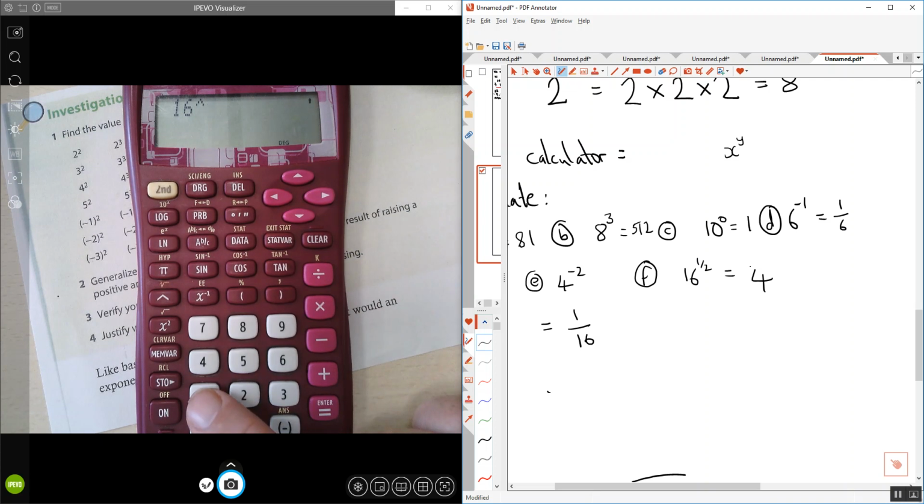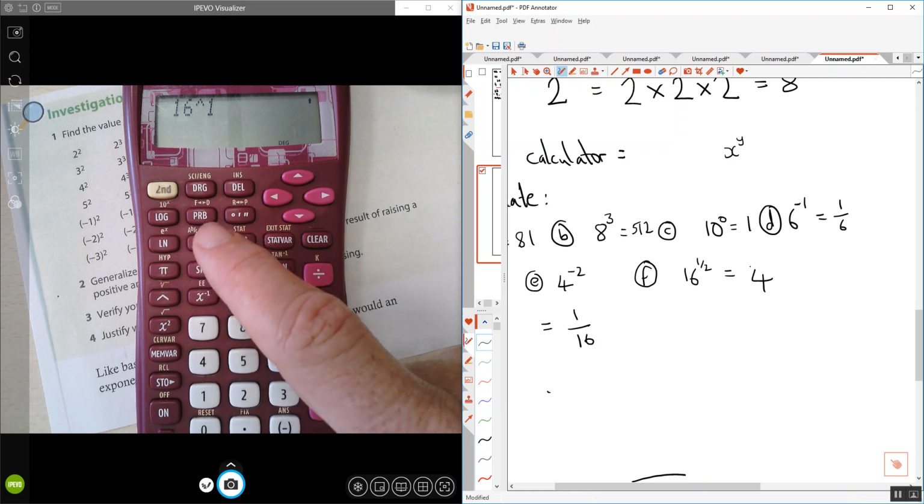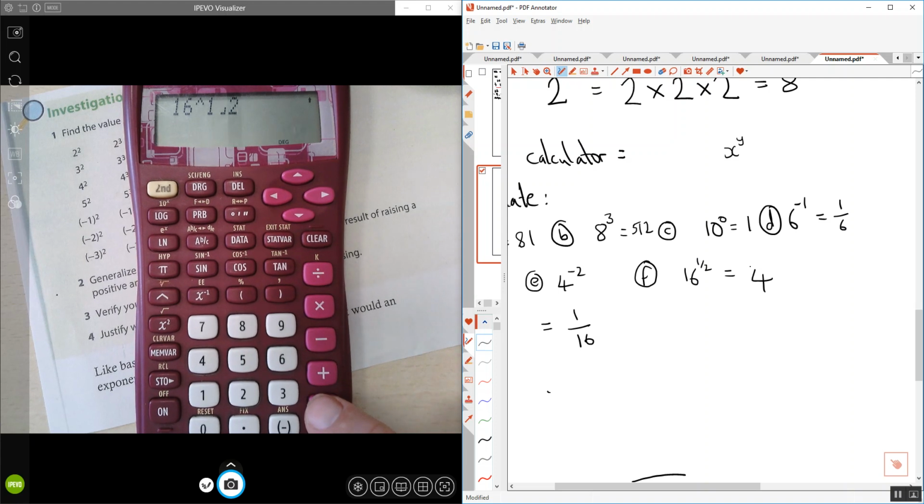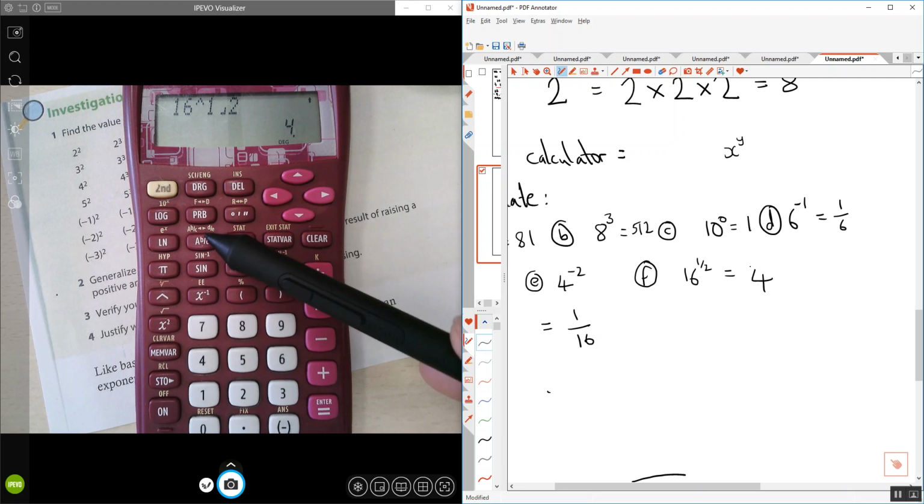Why can I put a fraction in? Yep, Tyler? Yep, the A, B, C button. Hopefully that will work. Yep, and it does, okay? So when you're using your calculator, when you're doing fractions, always use your A, B, C button. Ryan, yes? Okay.